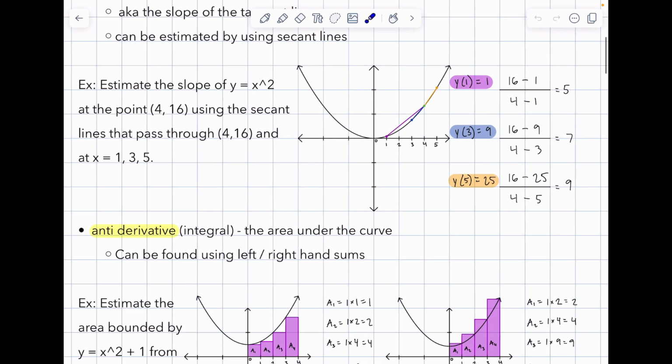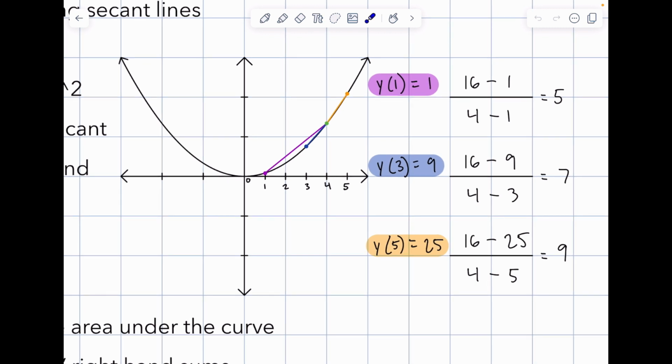Estimate the slope of y equals x squared at the point (4, 16) using the secant lines that pass through (4, 16) and at x equals 1, 3, and 5. If we zoom in here, we'll see that we have our points at x equals 1, x equals 3, x equals 4, and x equals 5. If we make a secant line from x equals 1 to our point at (4, 16) here, we'll see that we get this purple line right here.